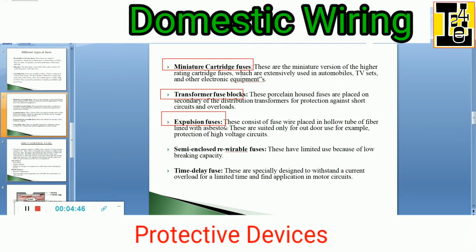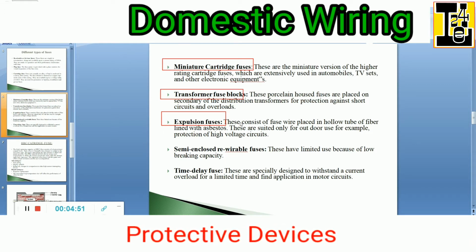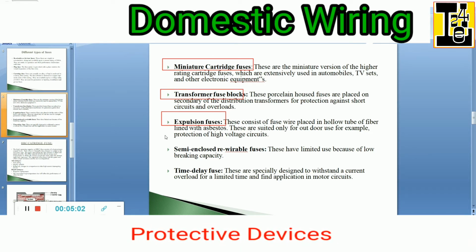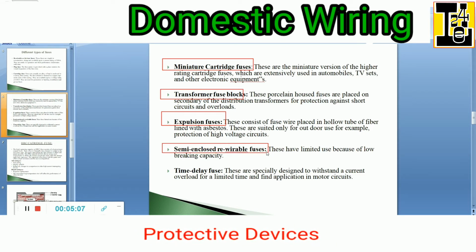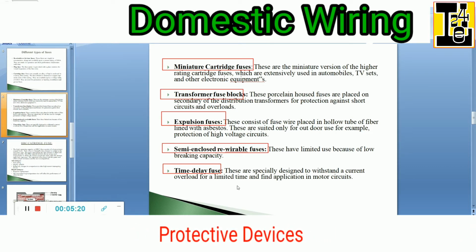Next is expulsion fuses. These consist of fuse wire placed in a hollow tube of fiber lined with acetotes. These are suited only for outdoor use, for example, protection of high voltage circuits. Next is semi-enclosed rewirable fuses. These have limited use because of low breaking capacity. Time delay fuse. These are specially designed to withstand a current overload for limited time and find application in motor circuits.